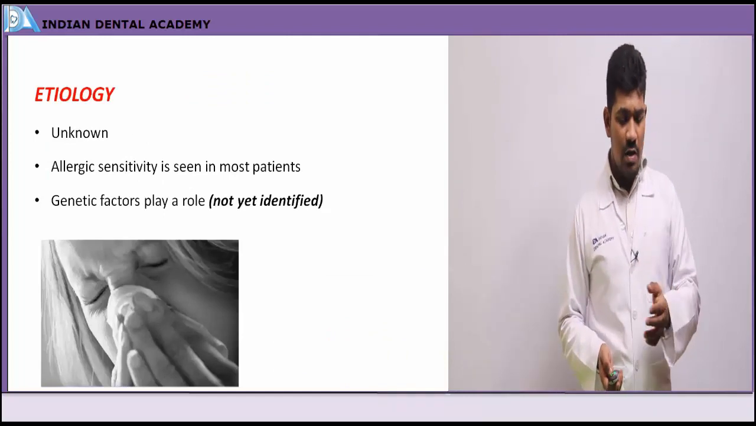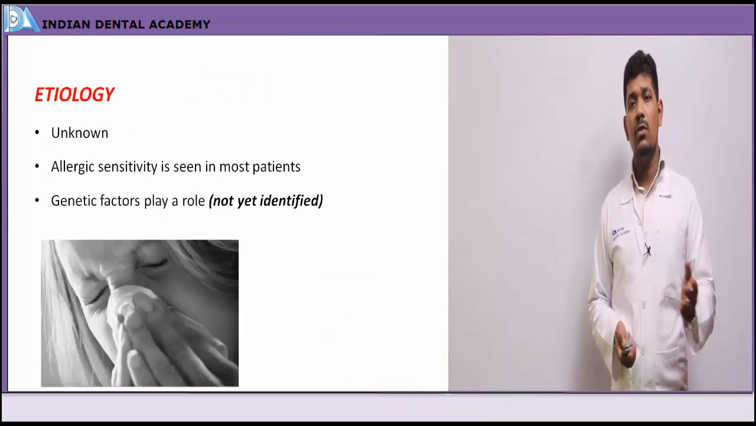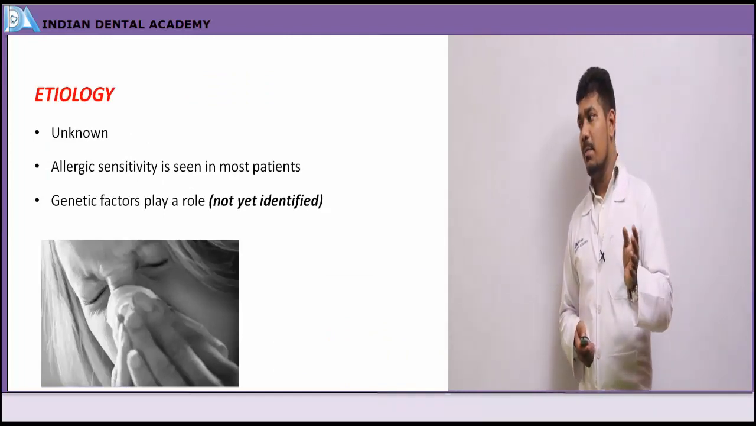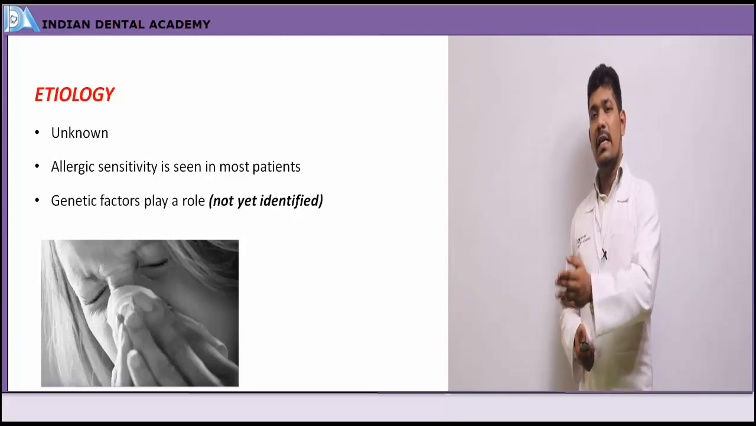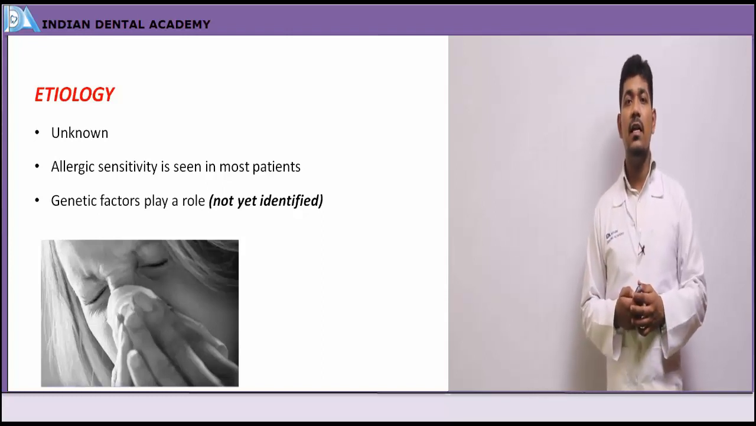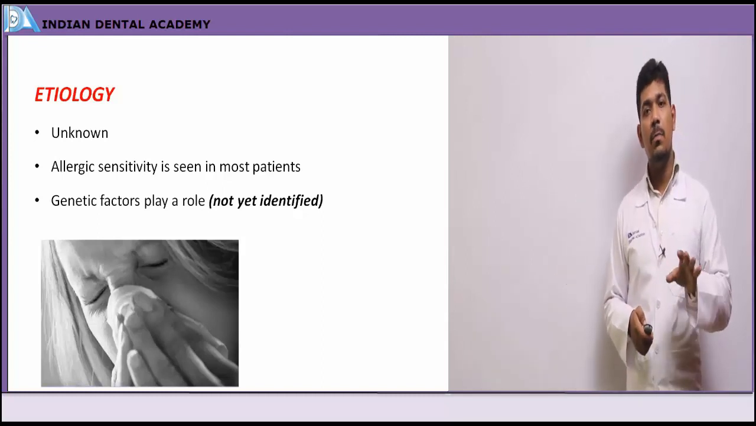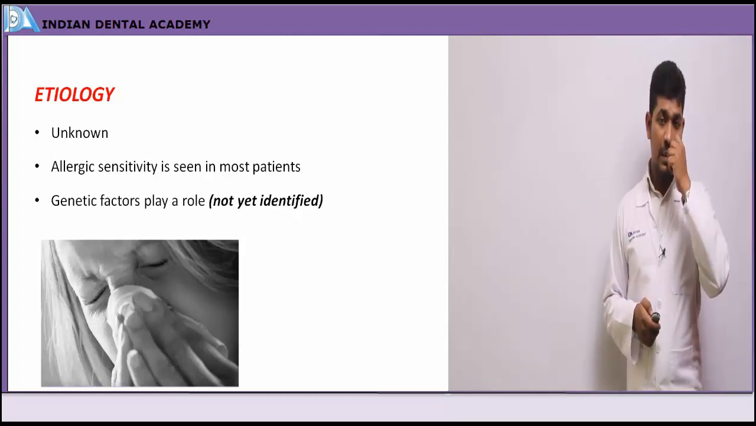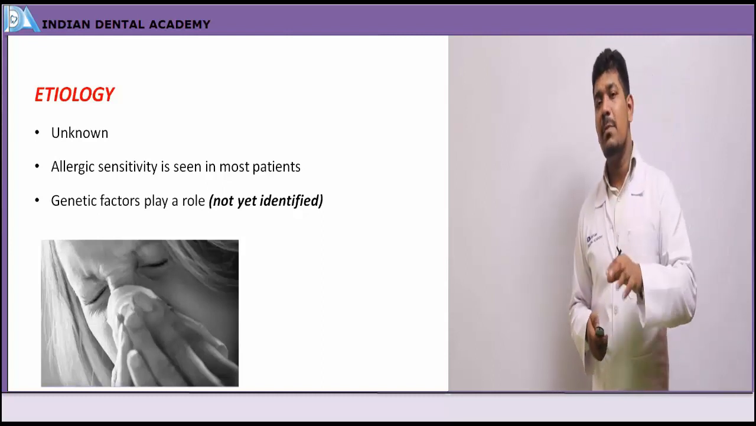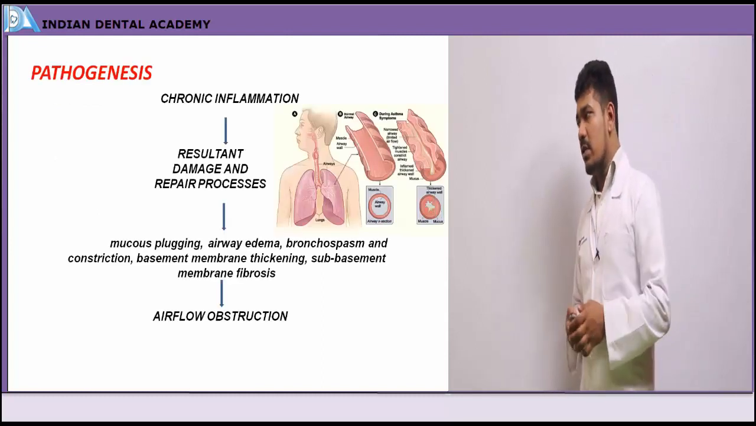Now the etiology is primarily unknown for asthma. Secondarily, there must be some allergic sensitivity in the patient, and genetic factors have also been proposed to produce asthma, but largely it remains unknown. So what is the pathogenesis?